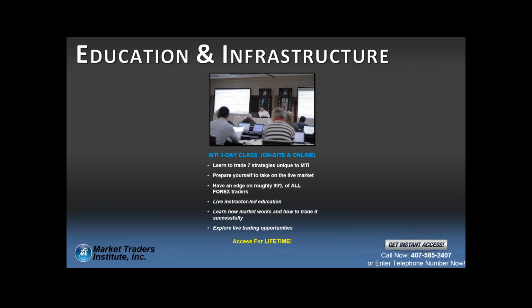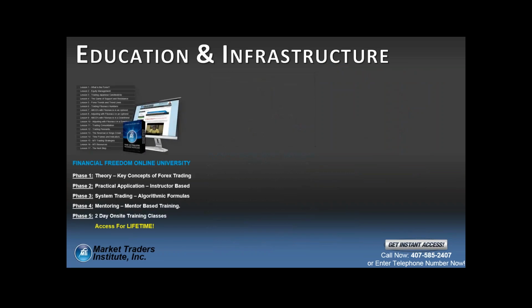Now, there's 3 components that you're going to receive with the Ultimate Traders Package on Demand. The first is the education and the infrastructure, and we already discussed that. Now, the second, okay, is the Financial Freedom Online University. All right, so it's a 5-phased approach, and basically it's a 16-week, at-home, self-paced, on-demand learning program that's going to allow you to learn on your own time, and it's going to drive home the principles that you learn in the 3-day Wealth and Freedom live event. Okay, you will have this for a lifetime.